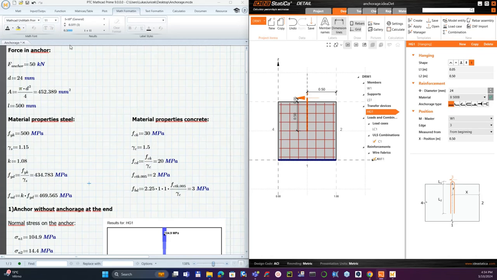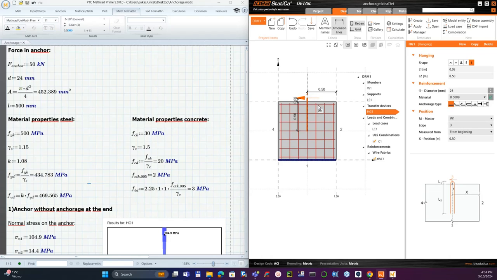So the goal of the story is to explain and compare, verify the solution which is in the IDEA StatiCa Detail. I mean the bond stress or anchorage check, and I will also be continuously showing you hand calculations and proving that the results in IDEA StatiCa Connection, IDEA StatiCa Detail and my hand calculations are the same.